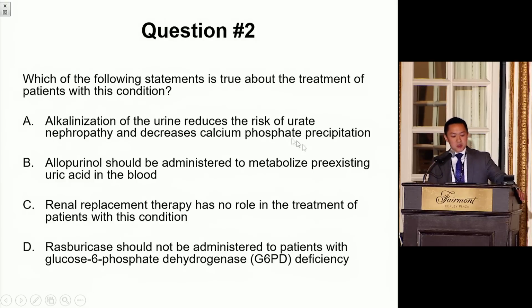So here's a second question for you. Which of the following statements is true about the treatment of patients with this condition? A, alkalinization of the urine reduces the risk of urate nephropathy and decreases calcium phosphate precipitation. B, allopurinol should be administered to metabolize pre-existing uric acid in the blood. C, renal replacement therapy has no role in the treatment of patients with this condition. Or D, rasburicase should not be given to patients who have G6PD deficiency. Raise your hands if you think A, B, C, and D. All right, you're all ready to take the boards.